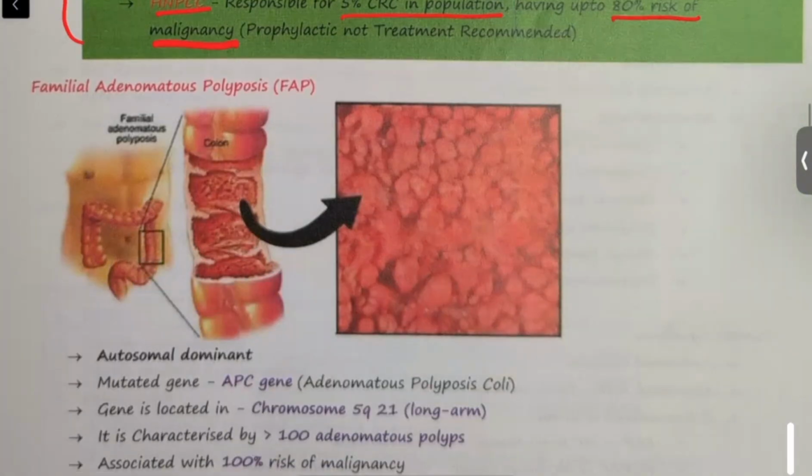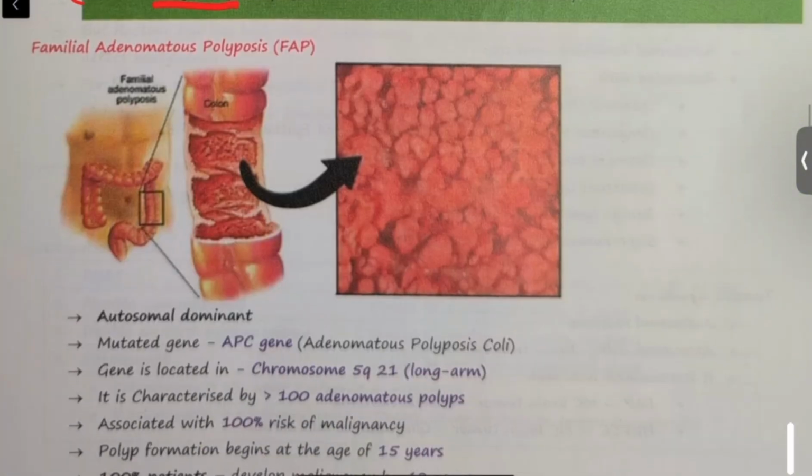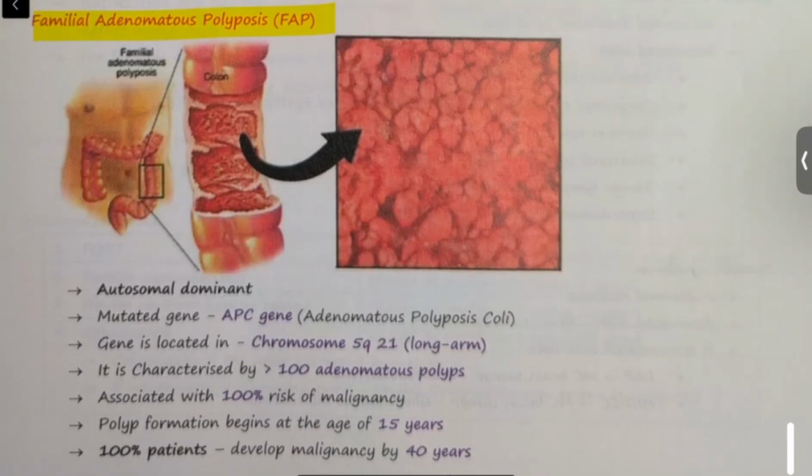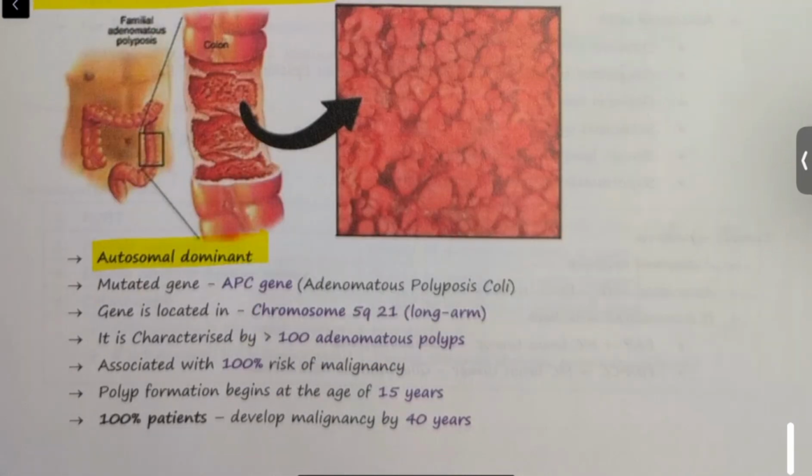So starting with familial adenomatous polyposis. It is a genetic condition. It is an autosomal dominant. If a father or mother is having it, then definitely the child will have it. That is what it means by autosomal dominant. Every generation will have this.